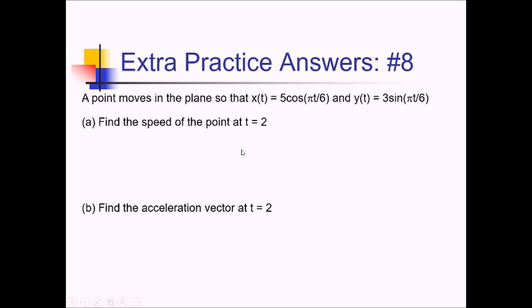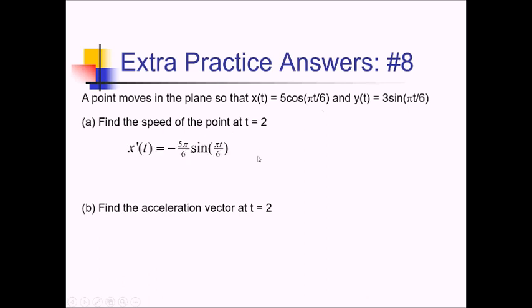While I don't technically need to know what the derivative looks like algebraically in order to do all that on the calculator, I am going to need the algebraic version of the velocity for part B here when I find the acceleration vector. So I'm going to go ahead and find the derivatives of x and y algebraically first. So x prime, I can write that as negative 5 sine of pi t over 6 times a tail of pi over 6. So that would actually be negative 5 pi over 6 sine of pi t over 6.